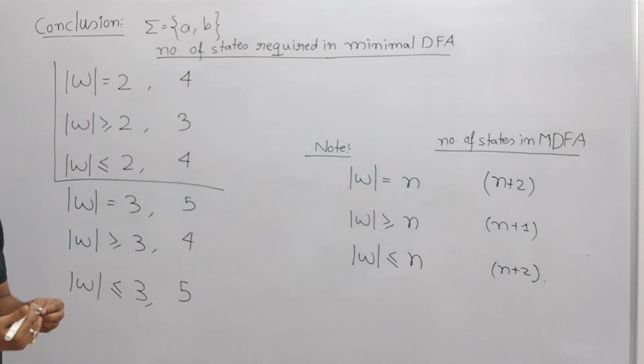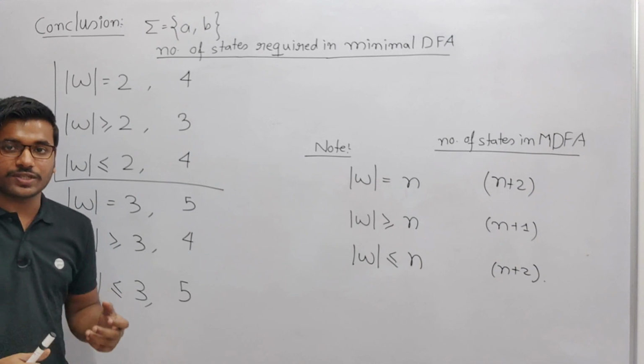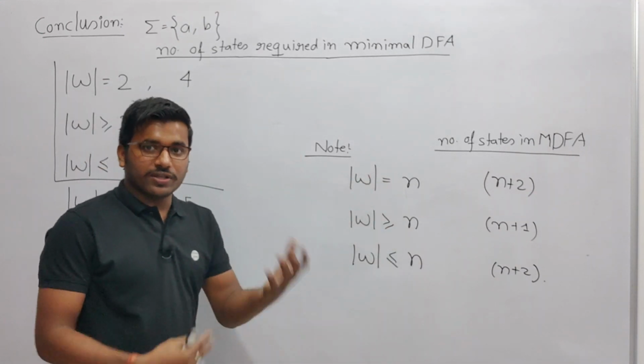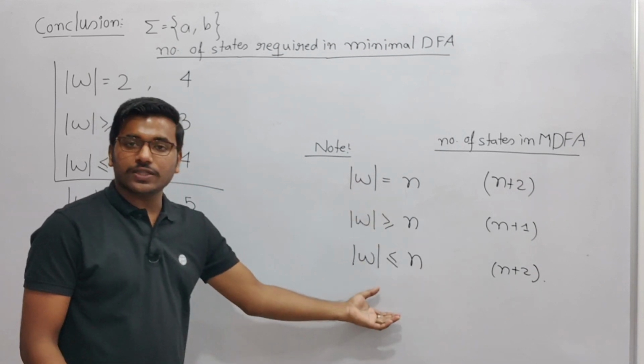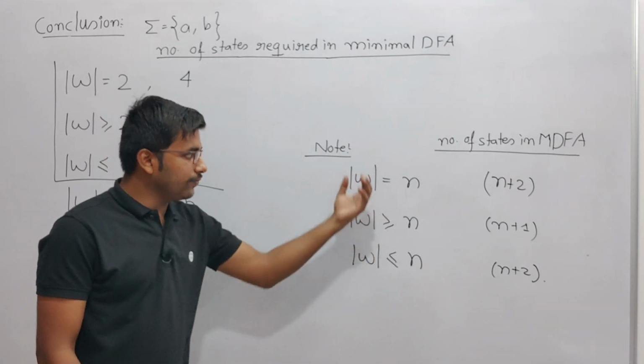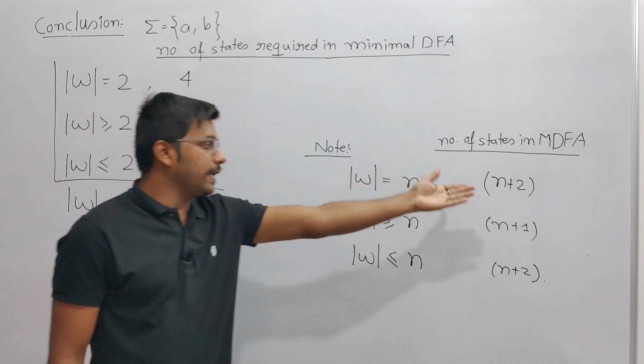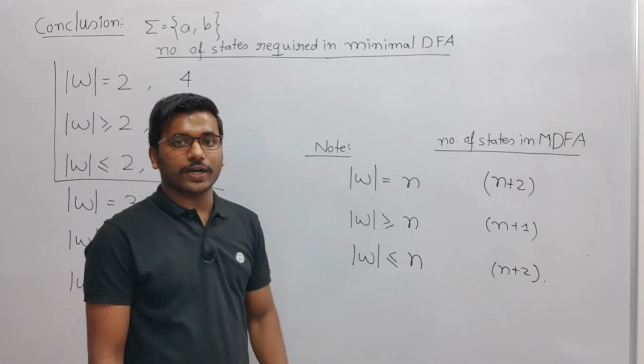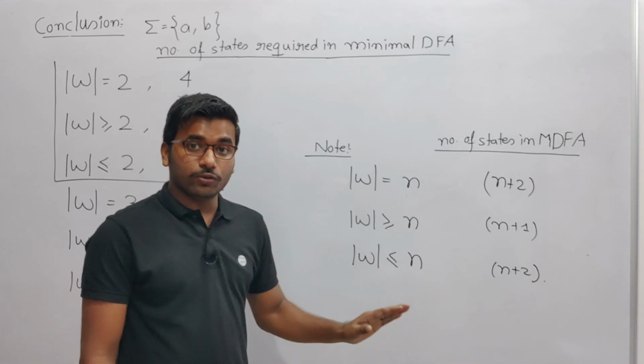So in the GATE exam, they will give the question and ask for this machine what is going to be the number of states required in the minimal DFA. Since you know this, there is no need to construct the minimal DFA directly; use this general formula. If length is 7, how many? For equal to 7, it is 9; for greater than or equal to 7, it is 8; for smaller than or equal to 7, it is 9. Based on this, you can directly give the answer, and it will carry 2 marks in the GATE exam.